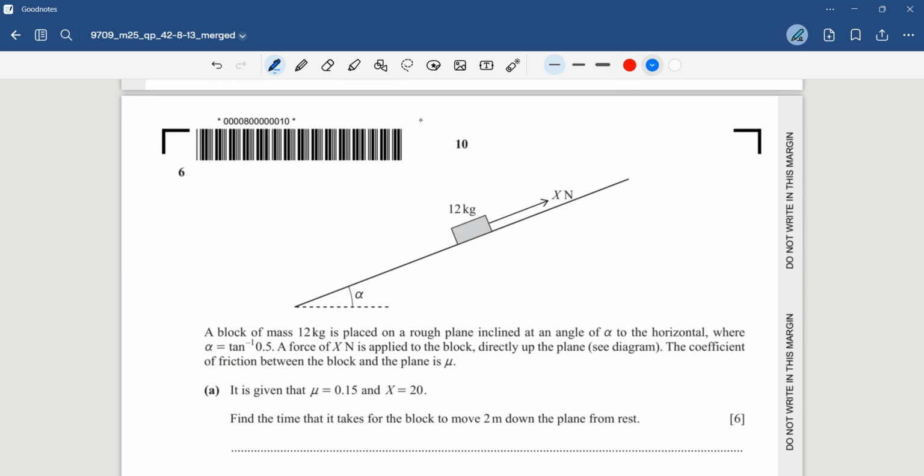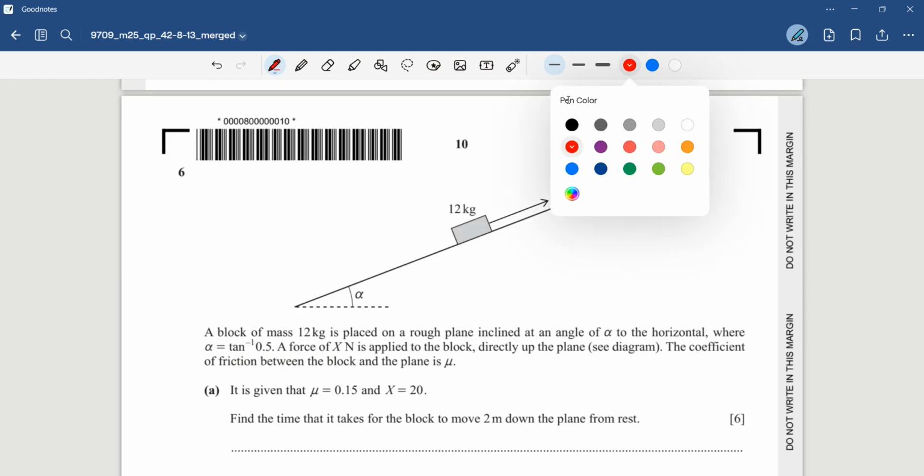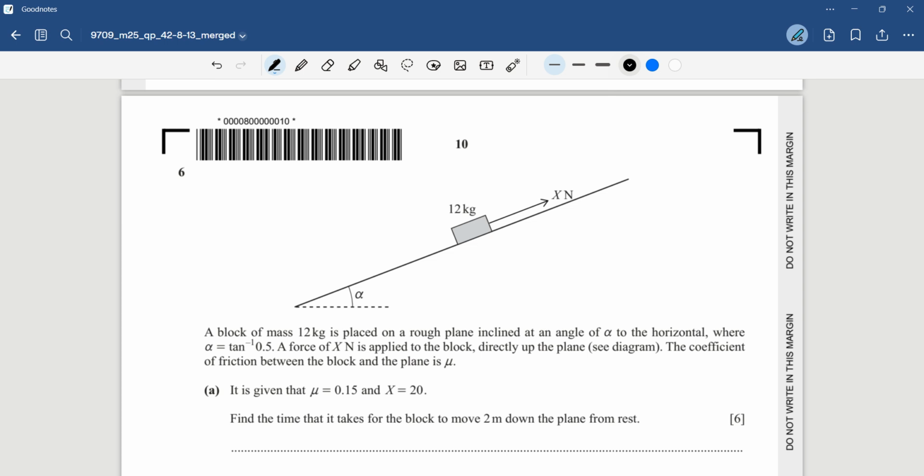Okay. Question number 6. A block of mass 12 kg is placed on a rough plane. So means rough plane, there is a frictional force. At an angle of alpha to the horizontal, where the arc tangent alpha equal to 0.5. So since they gave me this, arc tangent is this. Okay, so I'll say tangent alpha equal to 0.5 equal to 1 over 2.